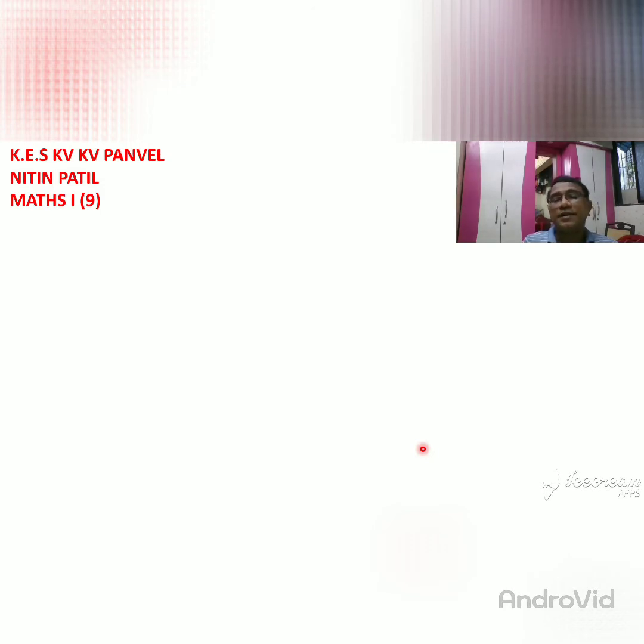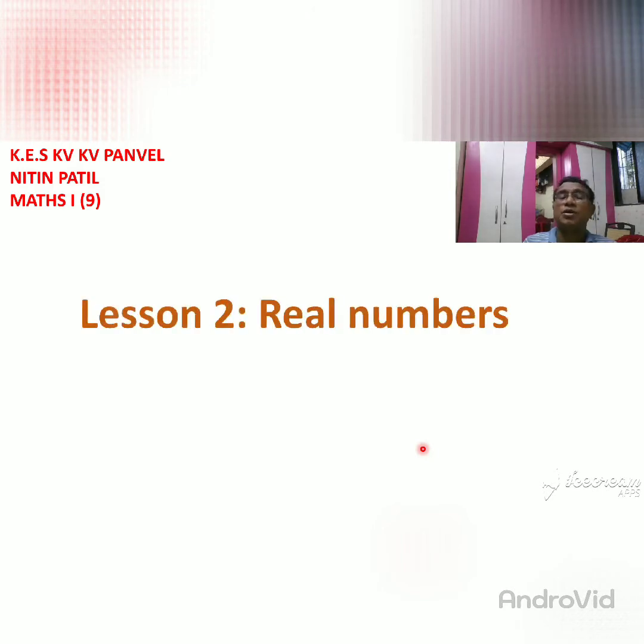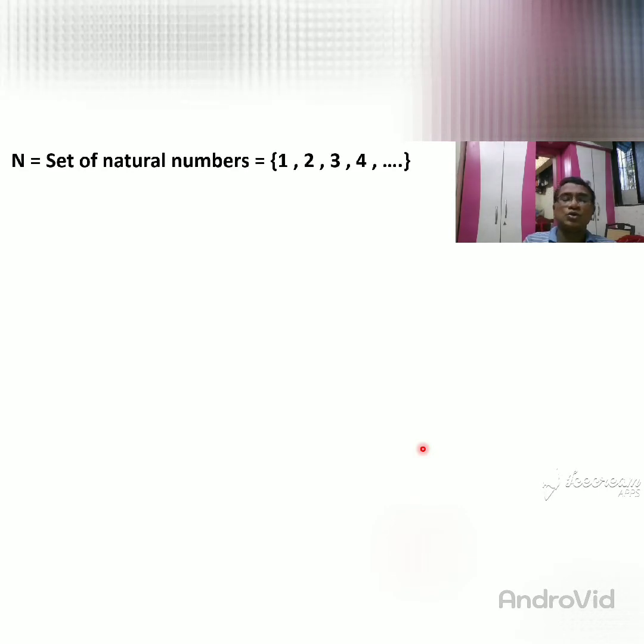So we are starting the real numbers, but before starting, there is something necessary to understand the real numbers and to solve practice set 2.1. What basic knowledge is required? The name of the chapter is Real Numbers. Here you can see on the screen what you learned from standard 6 to standard 8.